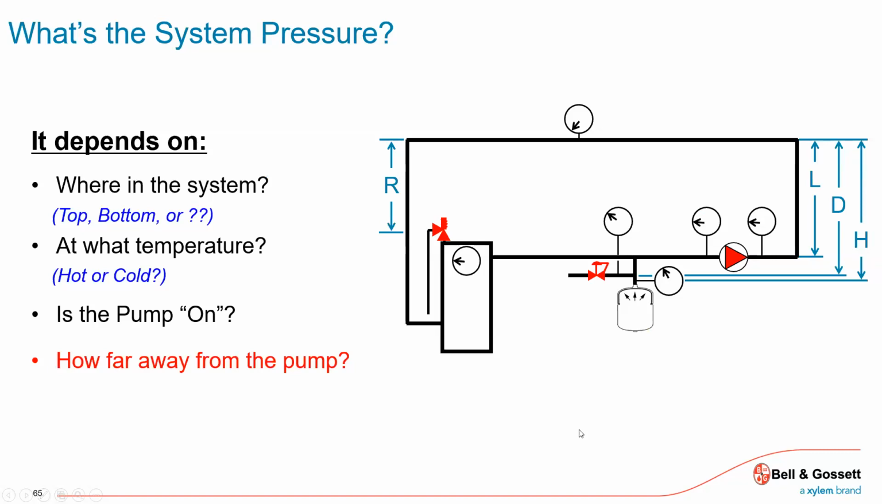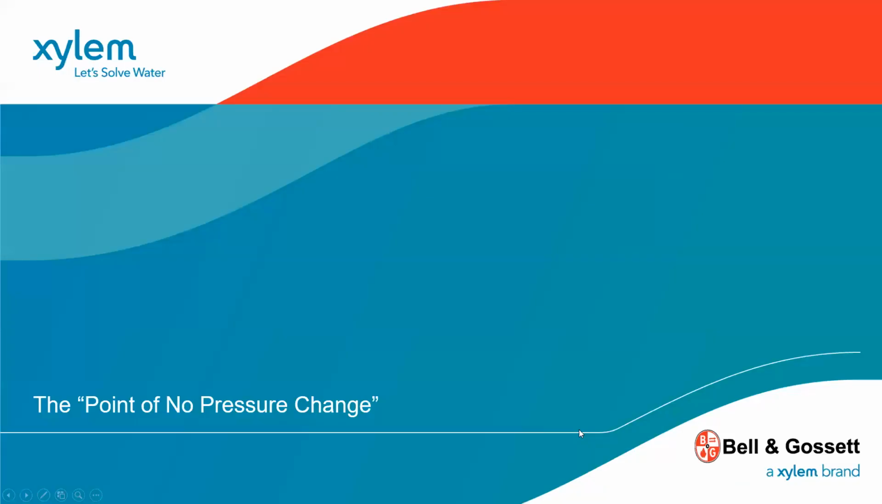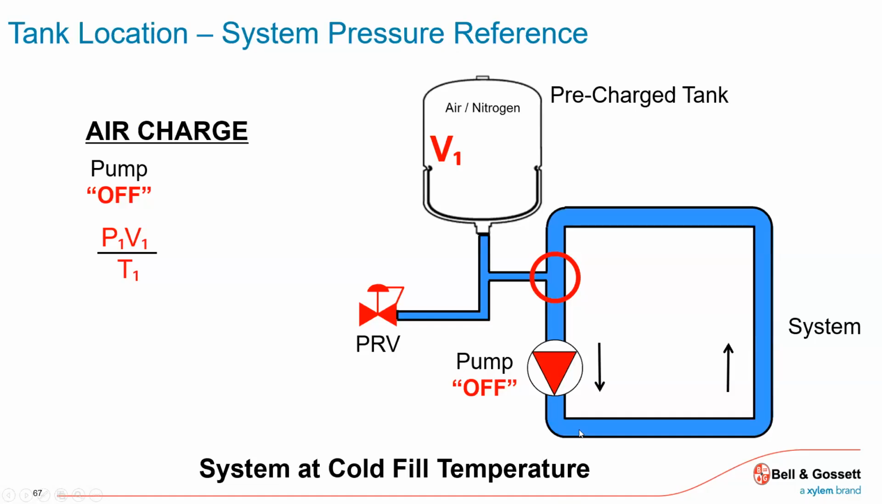So what's the system pressure? Really, it all depends on where you're asking me. Is it the top of the system, the bottom? Is it hot or cold? Is the pump on? Those all have an impact on what's going on. Real quickly, I mentioned at the beginning, the point of no pressure change, where the pump is located relative to where the expansion tank is connected to that system can really have an impact on how well or not so well that pump's pressure differential worked.